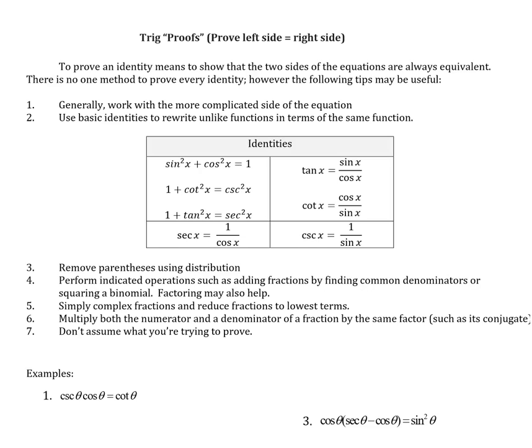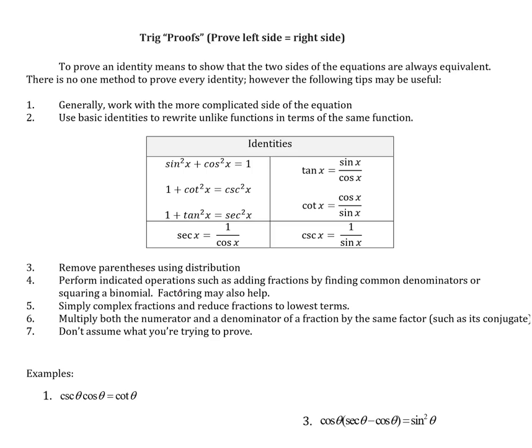In this video, we're going to go through trig proofs, which is proving that the left-hand side of an equation equals the right side or vice versa. In order to prove an identity, there really is no one way to do it, so I just have some guidelines listed below. Generally, you want to start with the more complicated side of the equation, and you want to rewrite things using basic identities like I have here in this center table for you, to rewrite unlike functions in terms of the same function.